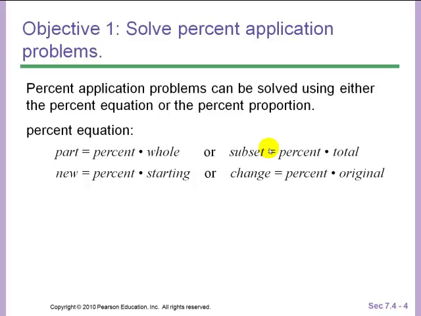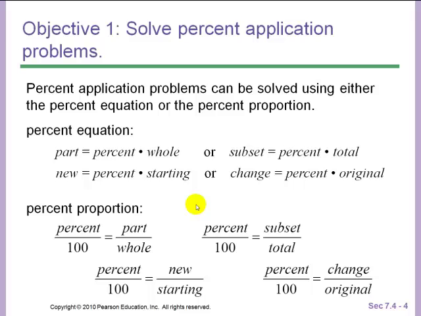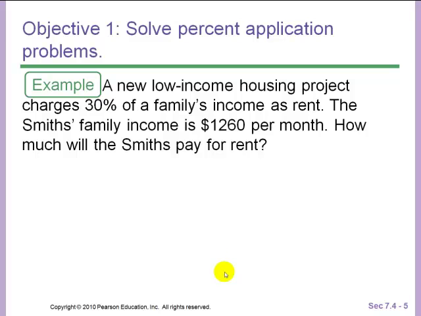We can also use percent proportions. It would be the same relationships. The original percent over 100 is part over whole, or again, percent over 100 is the subset of a total, or percent over 100 is new over starting, or percent over 100 is change over original. I will not require that you use any particular one, but you should know how to do both, because in certain circumstances it's easier to use the equation, and other times it's easier to use the proportion.